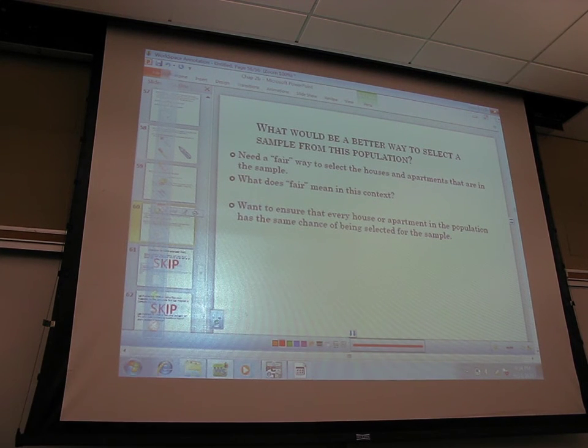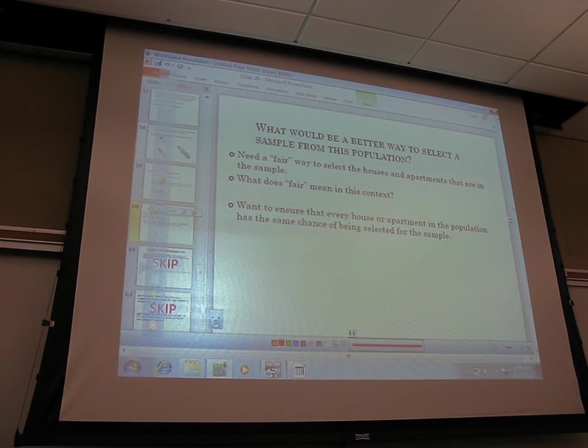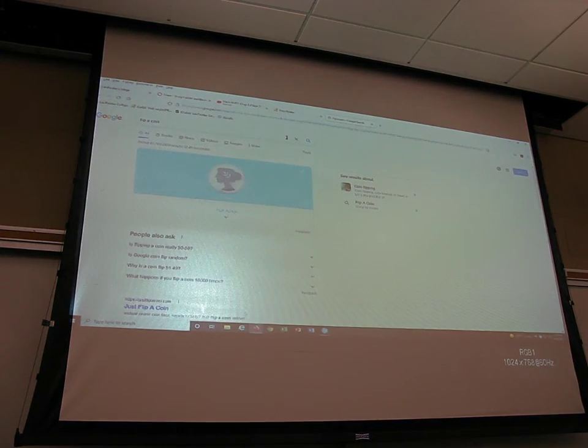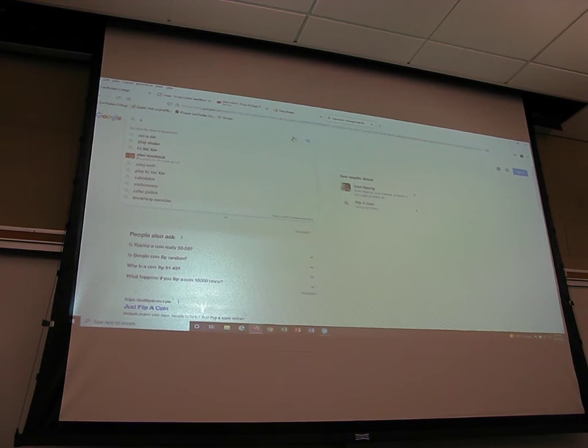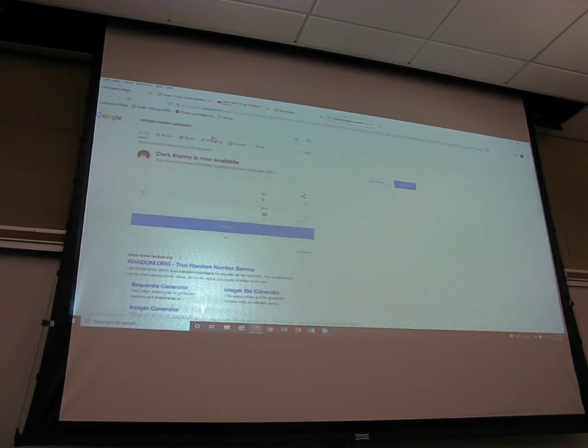Yeah, random number generator. So we're going to do just that. Everyone get your phone out, or you can use your computer, either one, and Google random number generator. This is what comes up on my screen when I do that. Do you get something similar?